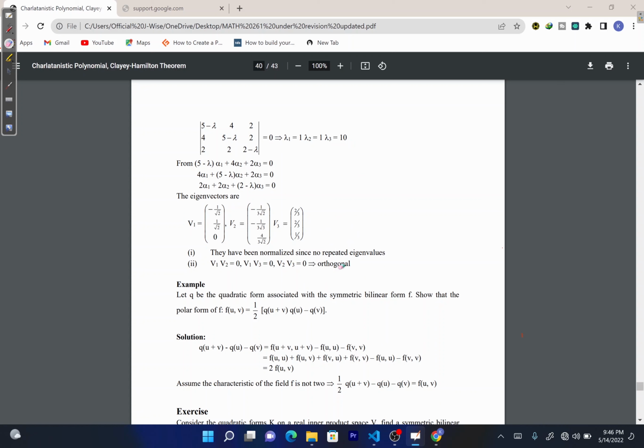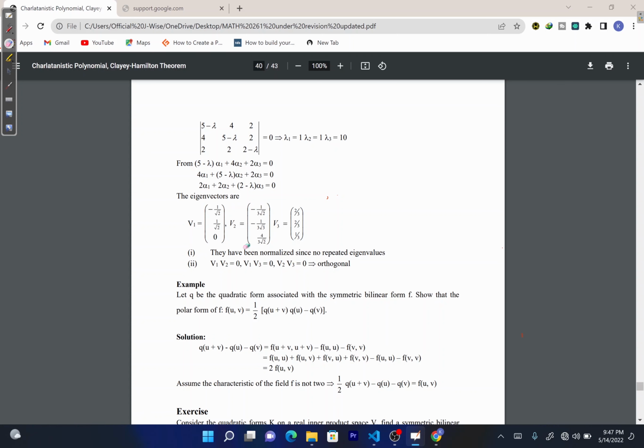So you can now diagonalize the matrix. You find B such that B is equal to P transpose AP. When you're done, you should get 1 0 0, 0 1 0, and 0 0 10, depending on how you arrange your matrix P. So 1 0 0, 0 1 0, then 0 0 10.